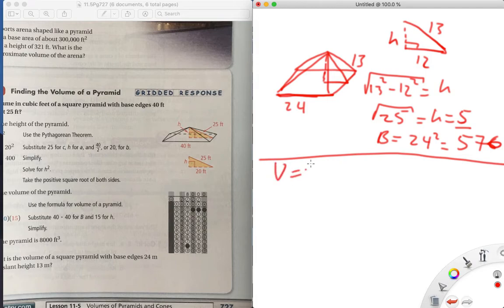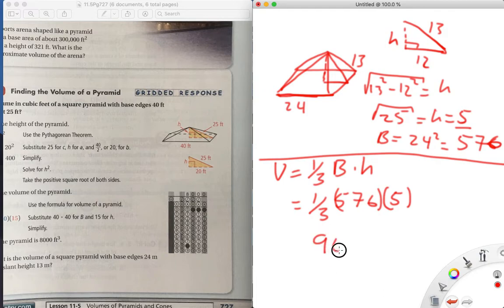So volume is equal to 1/3 the area of the base times the height, which is 1/3 times 576 times 5. Which gives me 960 feet, no, sorry, meters cubed. 960 meters cubed.